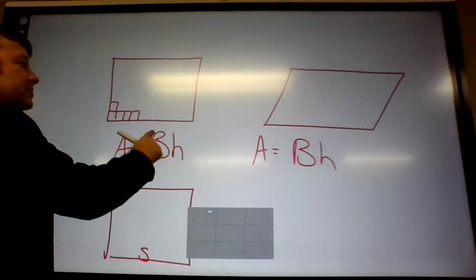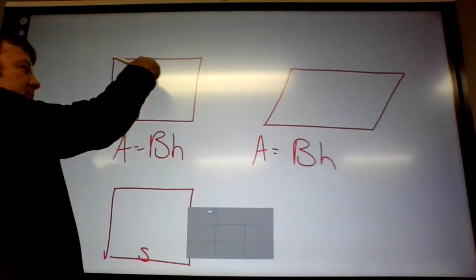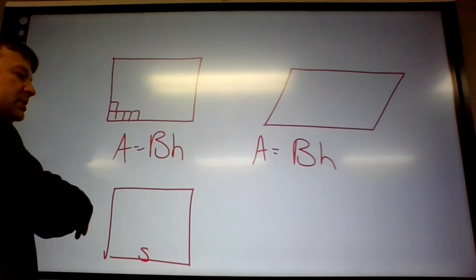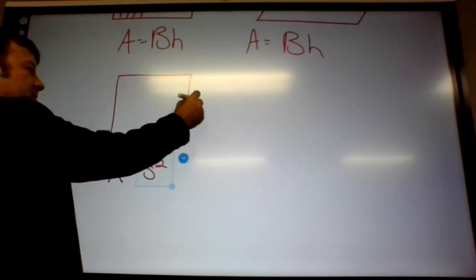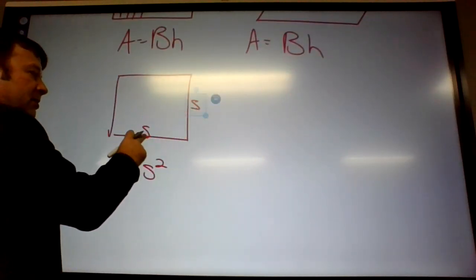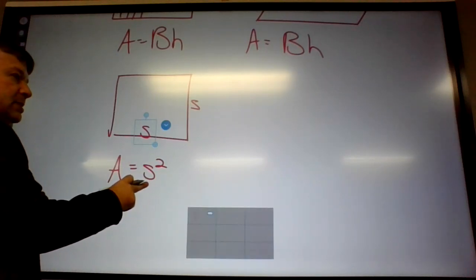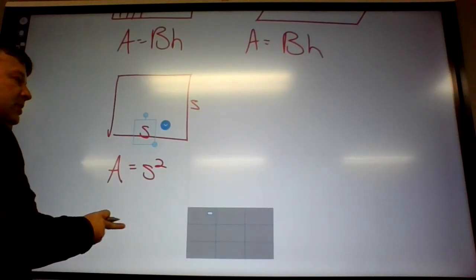On a rectangle, 2 times the length plus 2 times the width equals the perimeter. But on a square, area side squared is basically base times height, but the base and height are both the same side, so it's side squared.